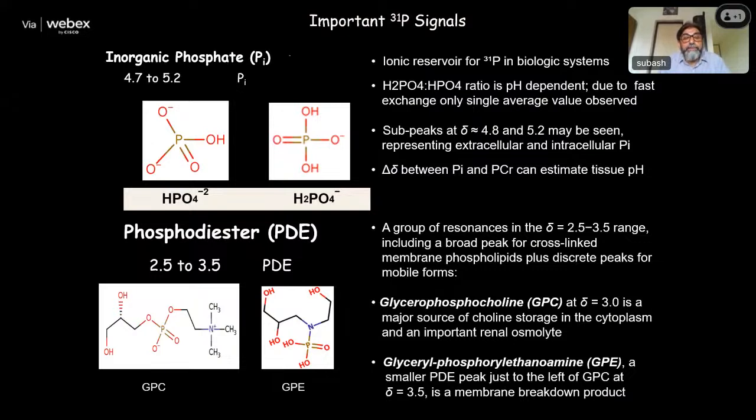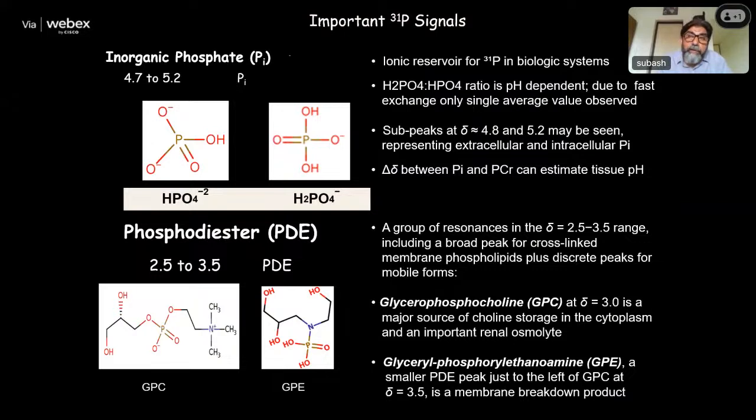The next peak is phosphodiester. I've shown you all these peaks, where they appear and what their role is. A group of resonances in the delta of 2.5 to 3.5 ppm range, including a broad peak for cross-linked membrane phospholipids. And I told you, there is glycerophosphocholine, GPC, at 3.0 ppm, and it's a major source of choline storage in the cytoplasm and an important renal osmolyte. Similarly, GPE is a smaller PDE peak just to the left of GPC at delta of 3.5. It's a membrane breakdown product.